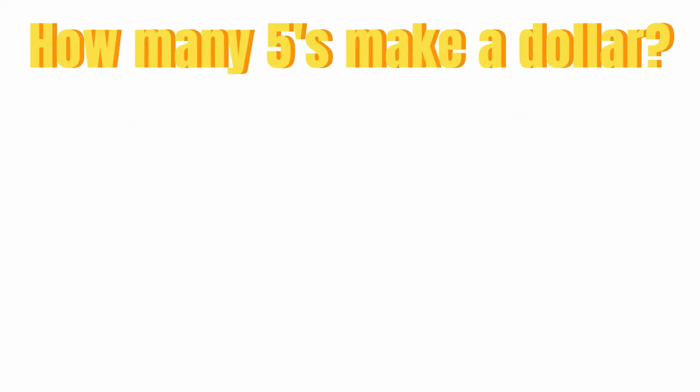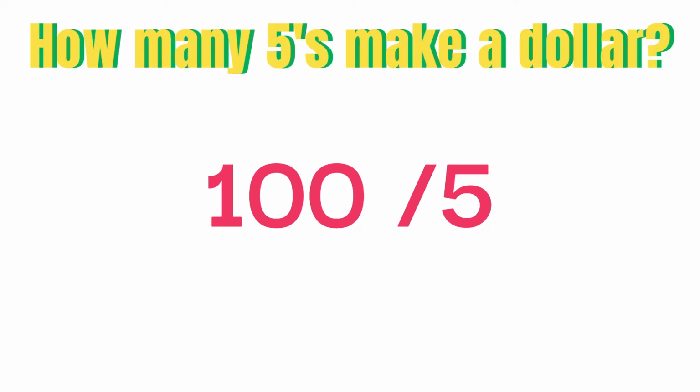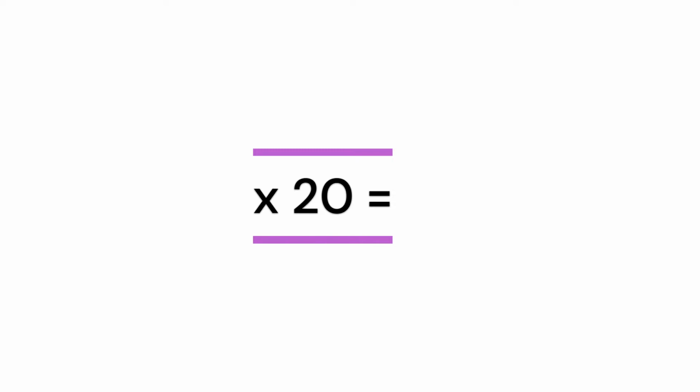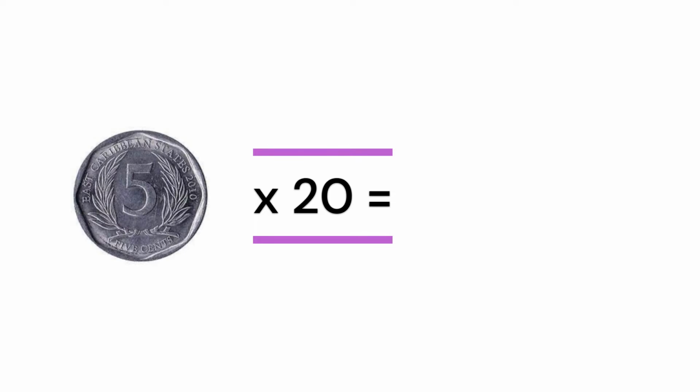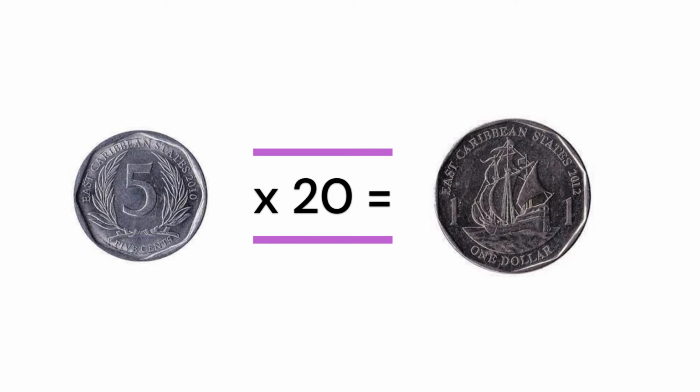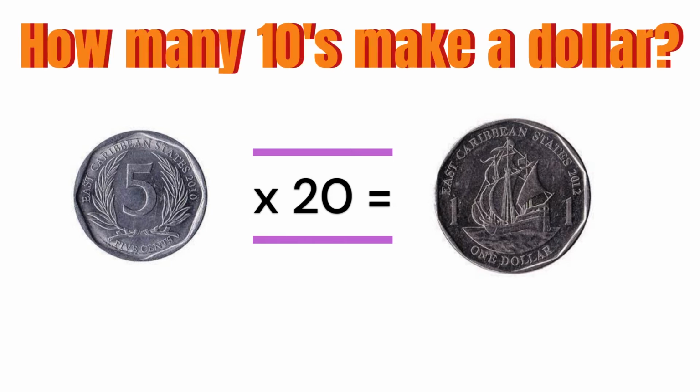How many 5s make $1? There we have it, 100 divided by 5. And we will get exactly 20 pieces of 5. So there are 20 fives in $1, or in 100. Yes, girls and boys.